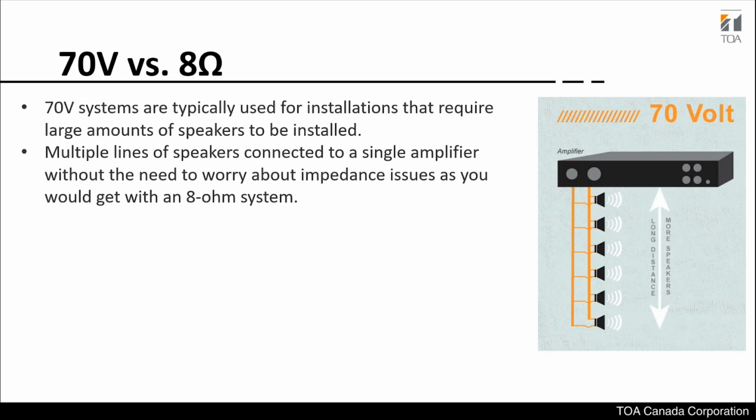70-volt systems are typically used for installations that require a large number of speakers. A 70-volt transformer on each speaker allows you to have multiple lines of speakers connected to a single amplifier without the need to worry about the impedance issues you would get with an 8-ohm system.